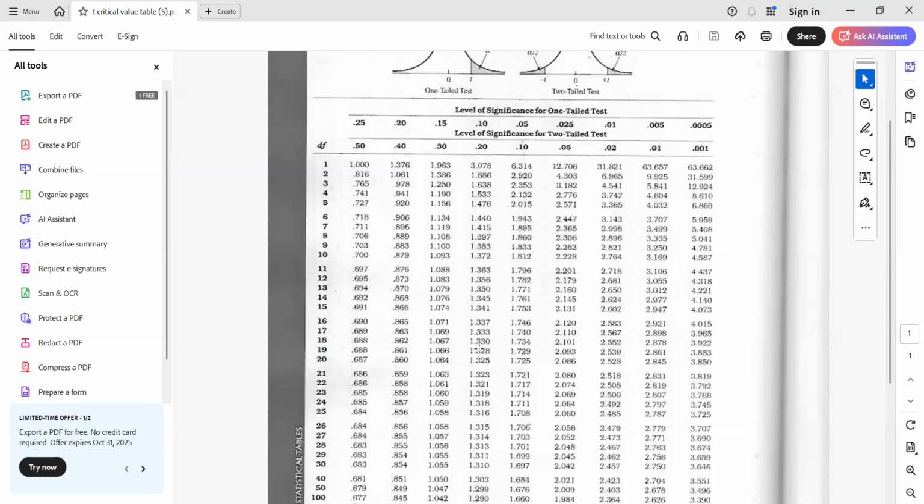Okay, so degrees of freedom is n minus 2. There were 6 people in the cat group, 7 people in the dog group, which makes 13. 13 minus 2 is 11. So we're looking for degrees of freedom of 11. We are also making a one-tailed test with the significance of 0.05. So I follow that down to 11, and it looks like our critical value of t is 1.796. Okay, so let's write that in.